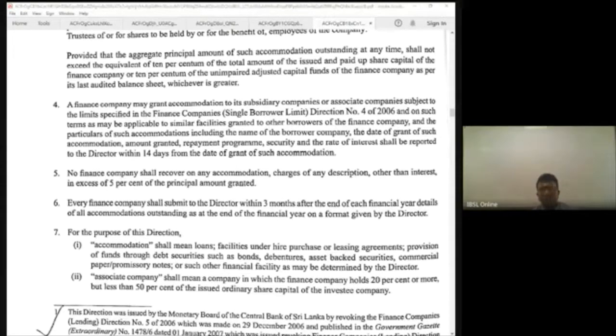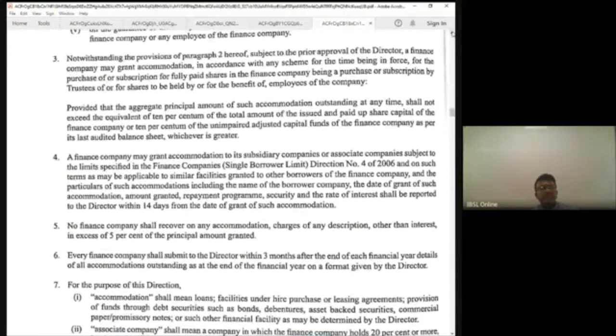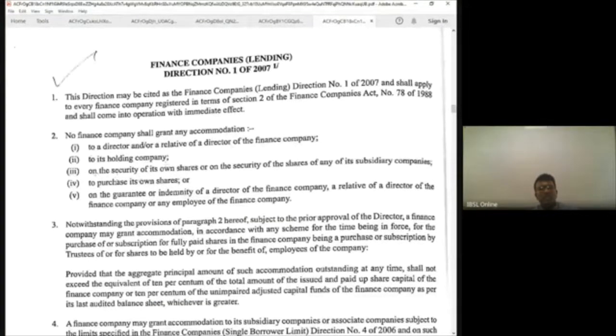A bank or a finance company can provide loans to a customer to buy shares by considering an existing share portfolio of his or hers as a security. That is called margin trading. Here we say a finance company cannot accept its own shares as a security. So it cannot give a loan to buy its own shares.